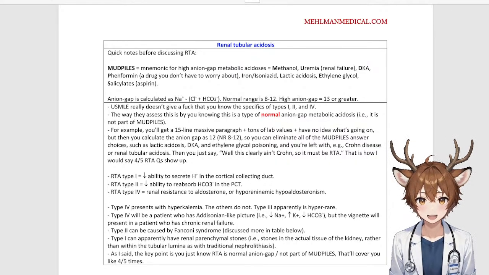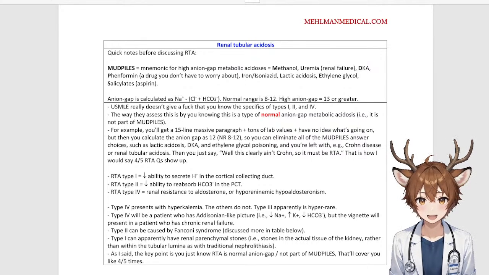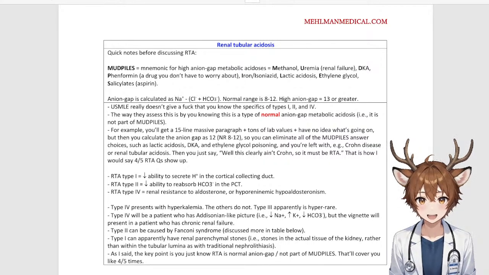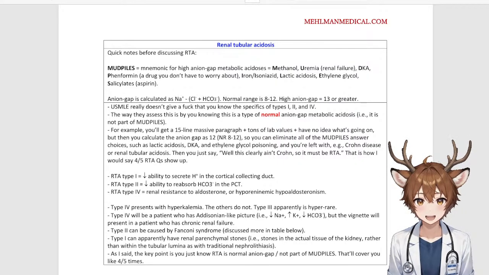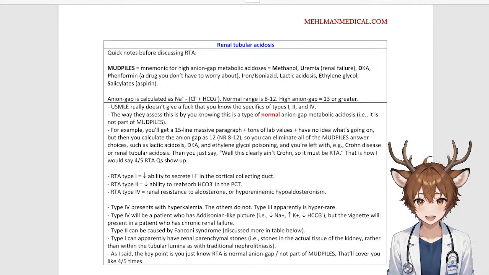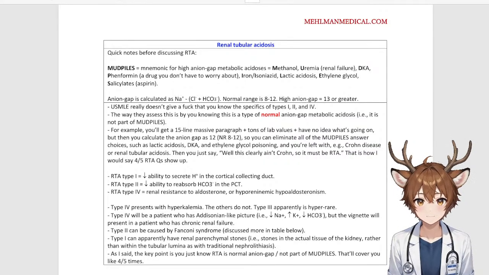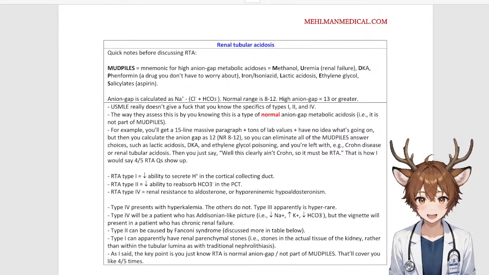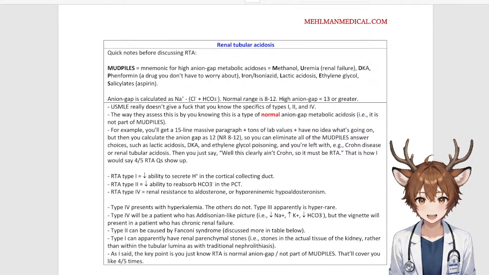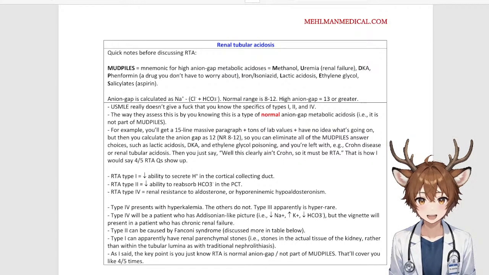USMLE really does not care that you know the specifics of types 1, 2, and 4. The way they assess this is by you knowing this is a type of normal anion gap metabolic acidosis, that is to say it is not part of MUDPILES. For example, you'll get a 15-line massive paragraph plus tons of lab values and have no idea what's going on. But then you calculate the anion gap as 12, normal range is 8 to 12, so you can eliminate all of the MUDPILES answer choices such as lactic acidosis, DKA, and ethylene glycol poisoning. And you're left with, say, Crohn's disease or renal tubular acidosis. Then you just say, well, this clearly isn't Crohn's disease, so it must be renal tubular acidosis. That is how I would say 4 to 5 RTA questions show up.